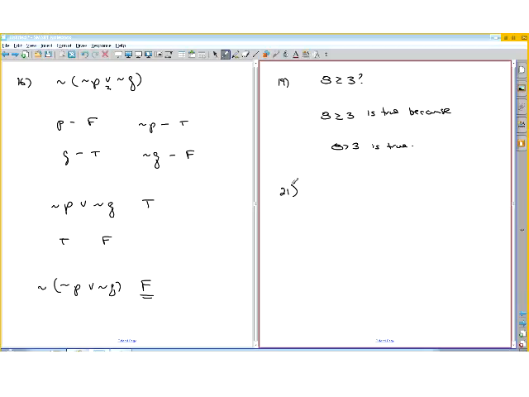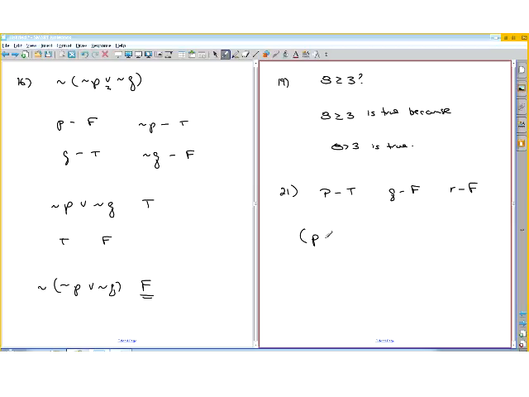Let's go to 21. Let P represent a true statement and Q and R represent false statements. So P is true, Q is false, R is false. And it says find the truth value of the given compound statement.